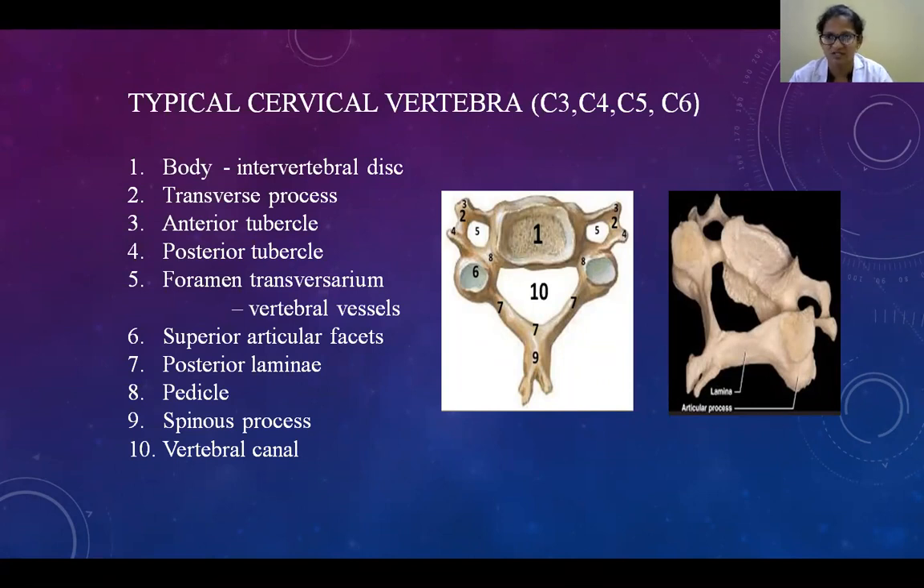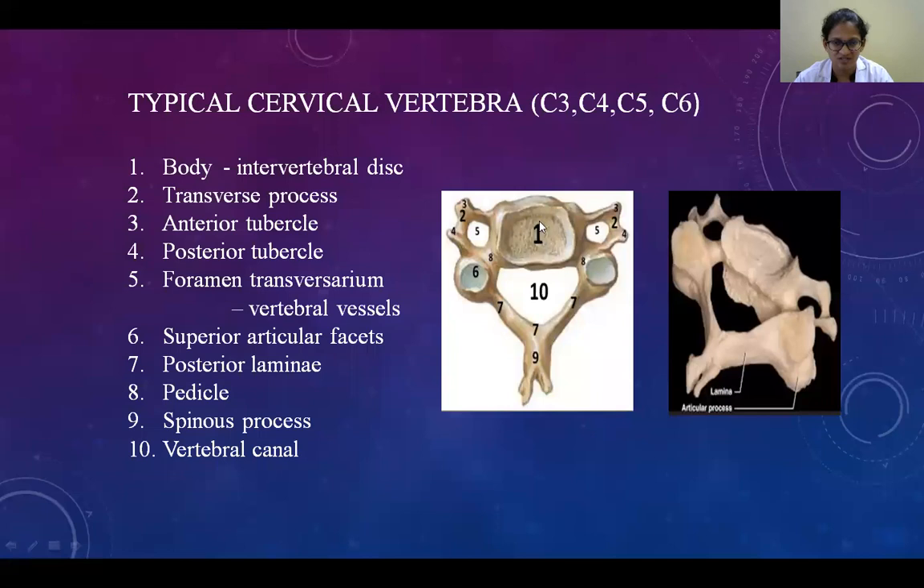First, we are going to discuss the typical cervical vertebra. These typical cervical vertebrae are from C3 to C6. These 4 cervical vertebrae, C3, C4, C5, C6, are typical cervical vertebrae, and all 4 have the same characteristic features.